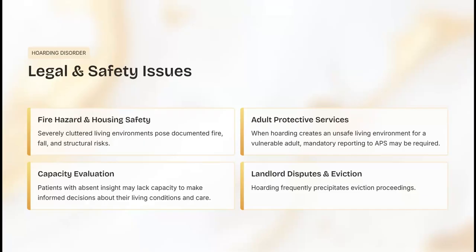Hoarding often leads to eviction cases. You may be asked to provide documentation or testify in housing court. So treat any forensic or legal documentation request with the same care and rigor you'd give to any formal matter. The bottom line: document carefully, know your reporting obligations, and understand that you might be called upon to support some legal proceedings for patients that are hoarders.